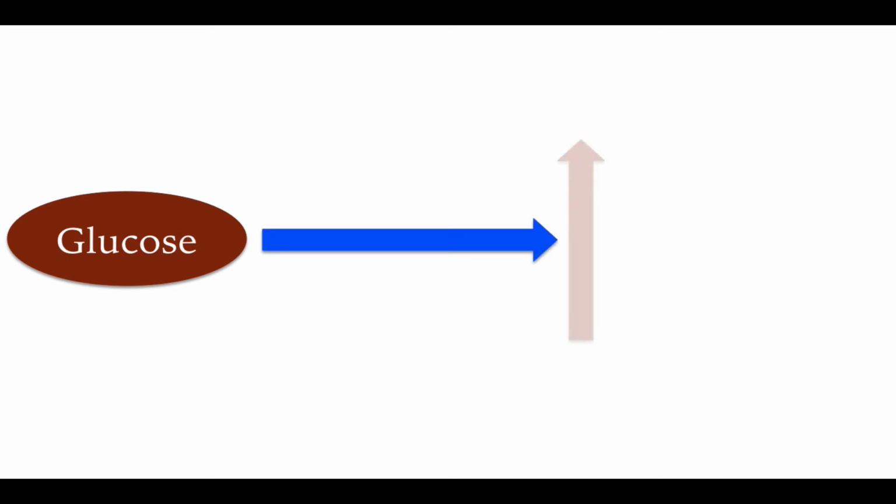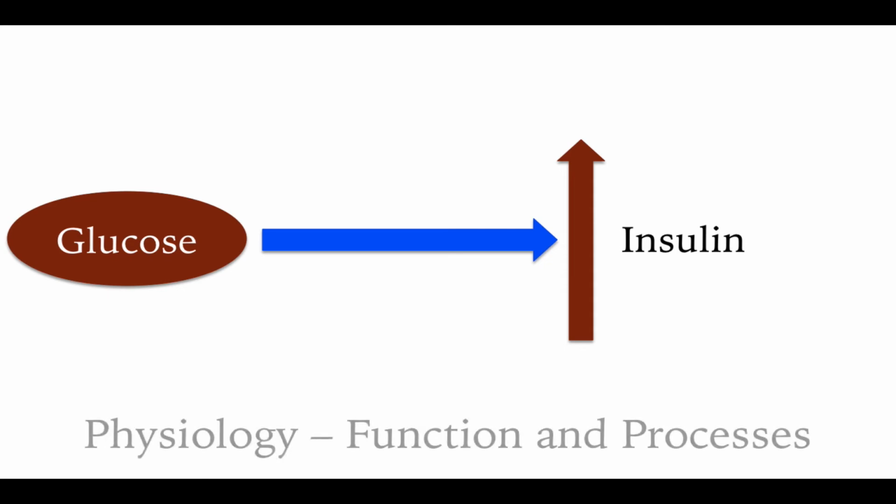We need to do something with that blood sugar, and so what we do is we actually stimulate the pancreas to produce this thing called insulin. So insulin then carries the blood sugar into the cells and tissues of our bodies. And so this is actually physiology, what something is doing.